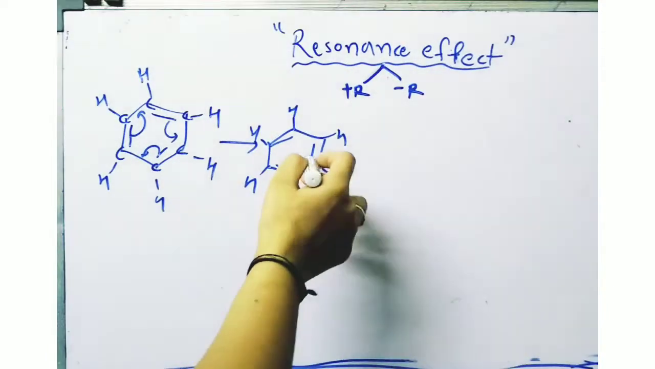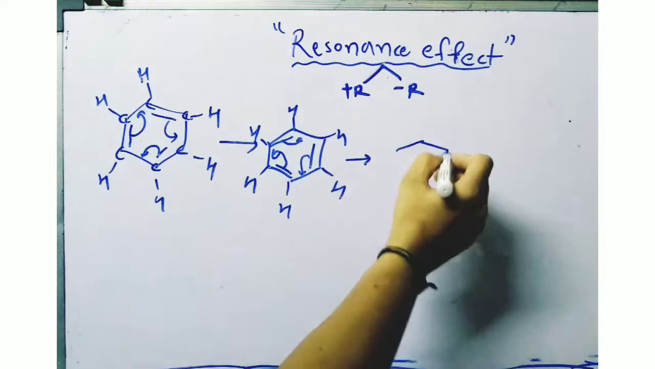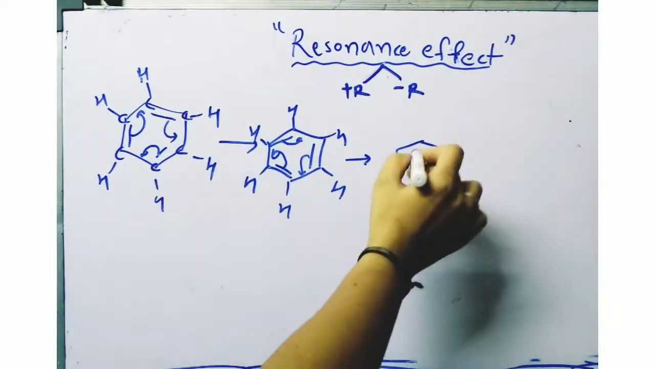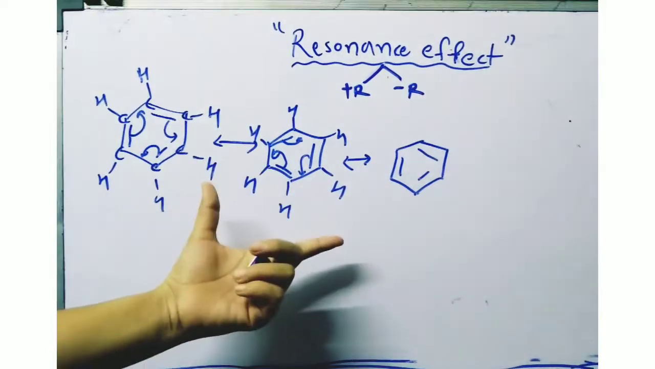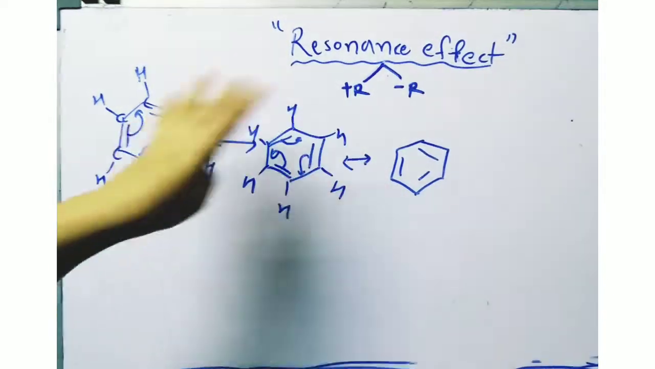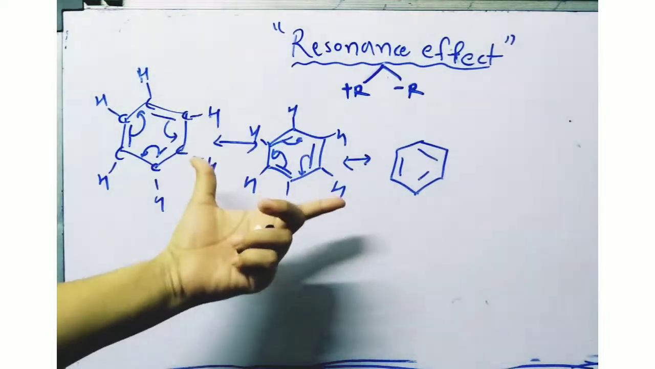After that, these bonds can also rotate or delocalize. So we get the structure like this, three. This form is called the resonance form. The delocalization of pi electrons is expressed in benzene like this. So this is also the resonance effect.